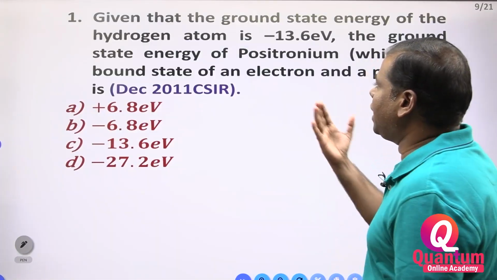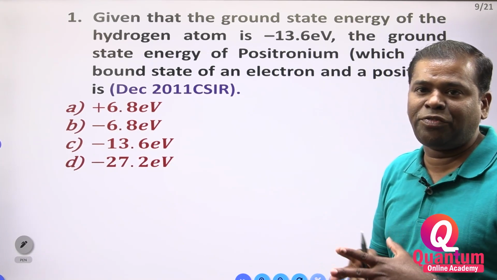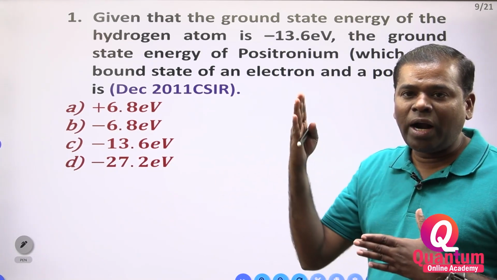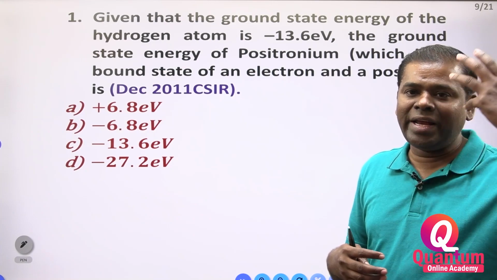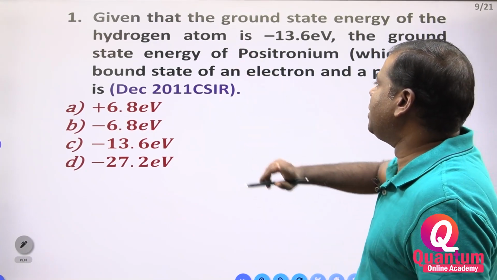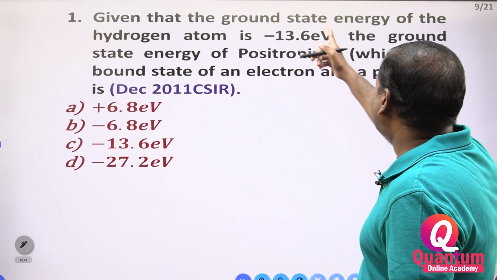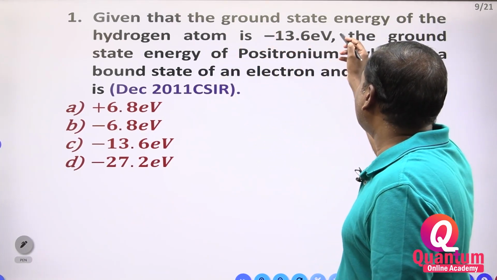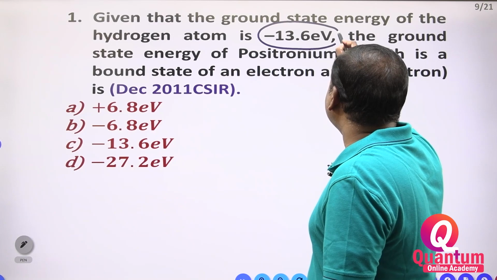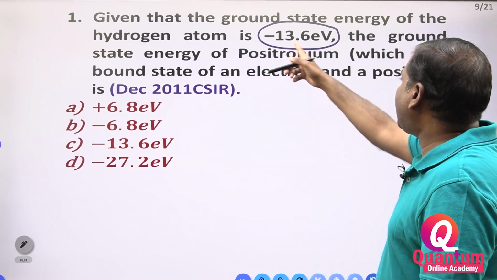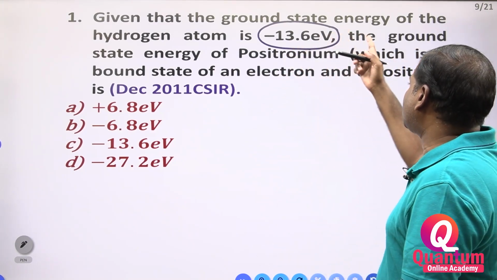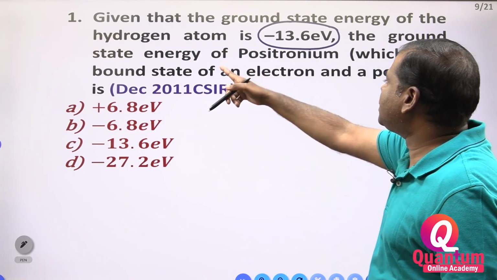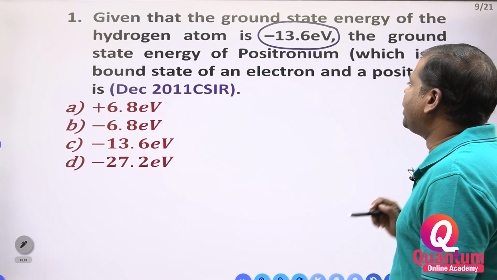Now you have to see here. First question I have taken from which area? Quantum states of an electron in an atom. Given that the ground state energy of the hydrogen atom is minus 13.6 electron volt, what is the ground state energy of the positronium atom?